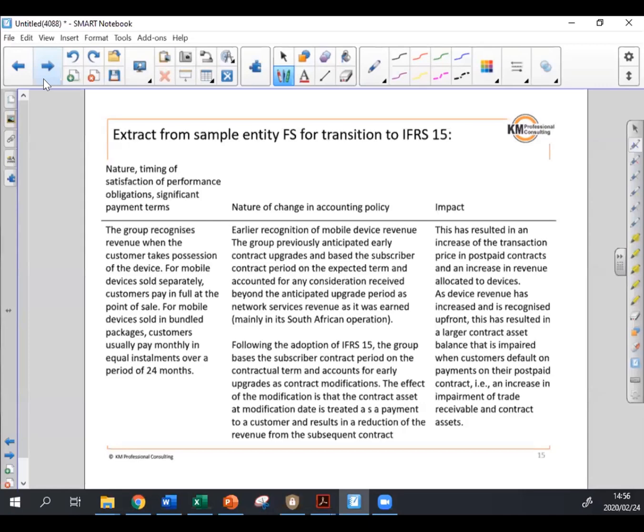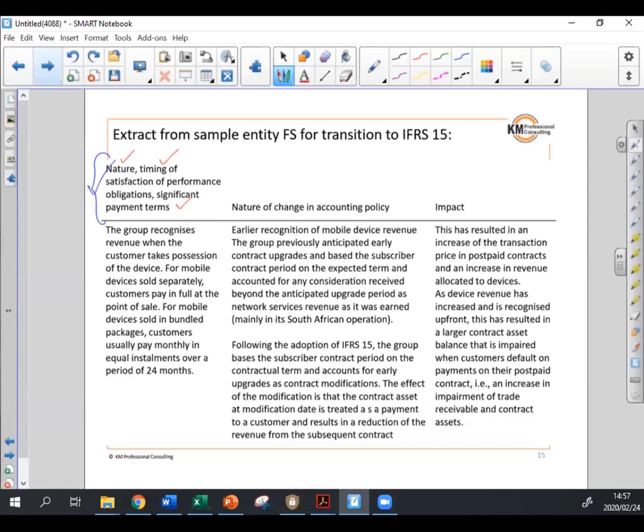So what the JSE commented on here was, good job. It gave me the nature, the timing of the satisfaction of the PO, the performance obligation, and it dealt with significant payment terms. Ladies and gents, this here is required every year.